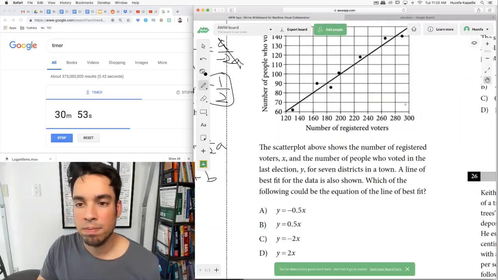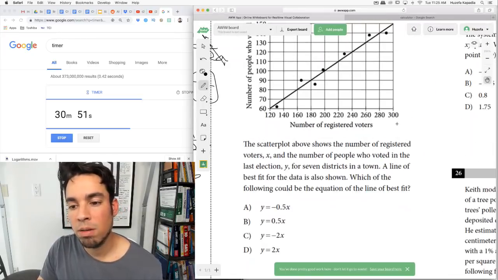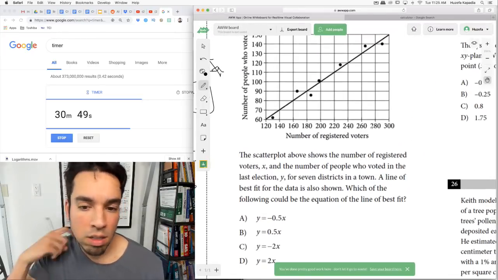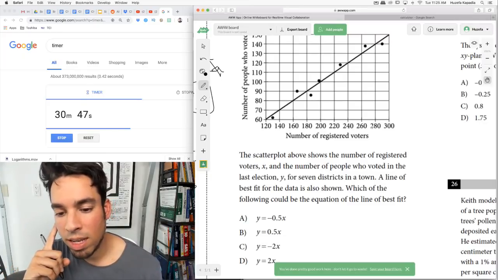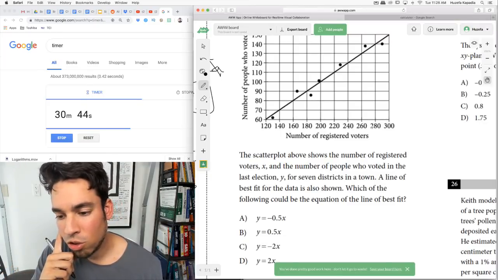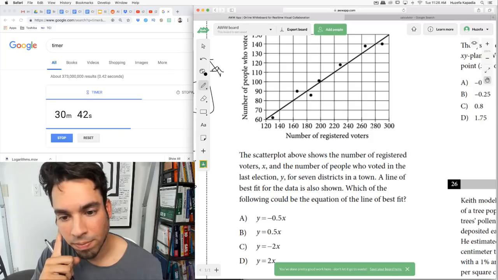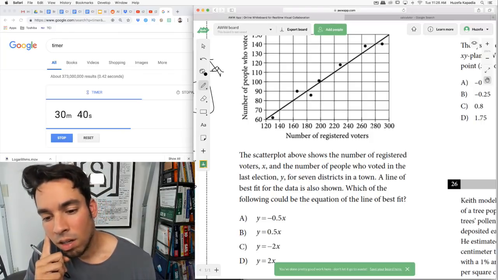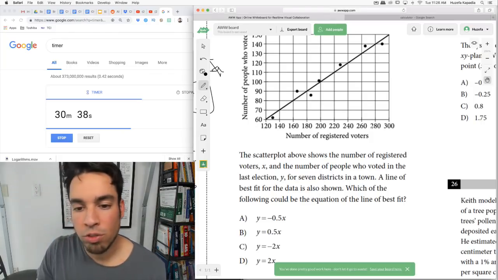All right, next. 24. The scatter plot above shows the number of registered voters, x, and the number of people who voted in the last election, y, for 7 districts. Okay. Got it. A line of best fit is shown. Which of the following could be the equation for the line of best fit?